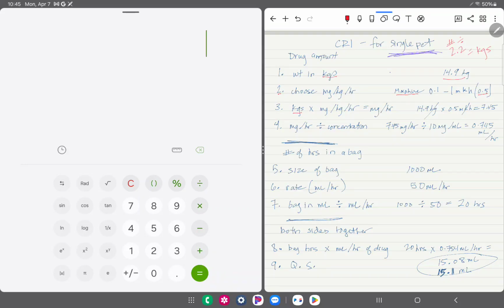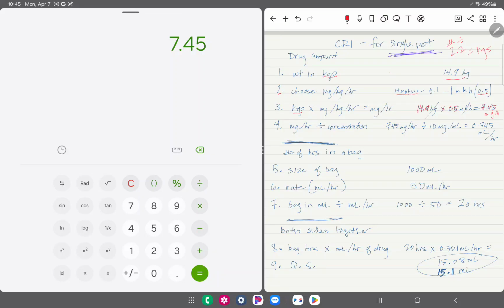I'm going to take my kgs times the mg per kg per hour that I chose, and that will get me mg per hour. So if I take this 14.9 kgs times 0.5 mg per kg per hour, and let's go ahead and do that, 14.9 times 0.5, and that equals 7.45 mgs per hour. So now this is mg per hour. Oh, I'm running out of space. That's all right. Mg per hour.